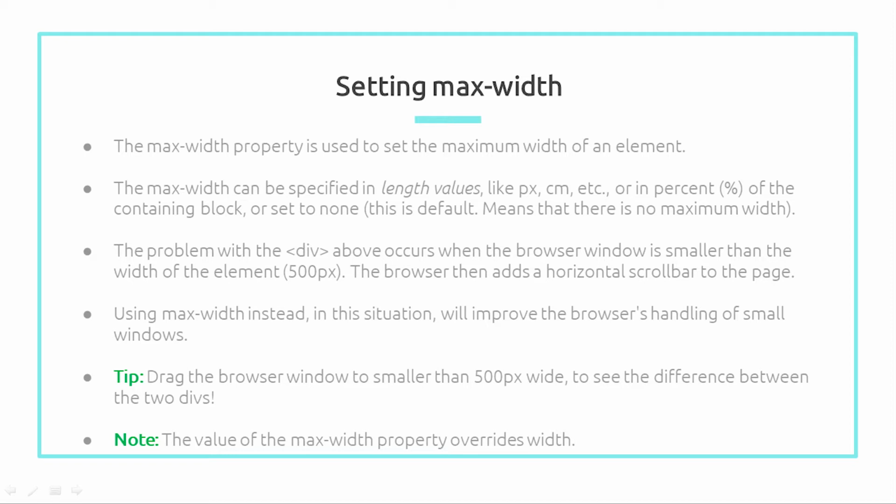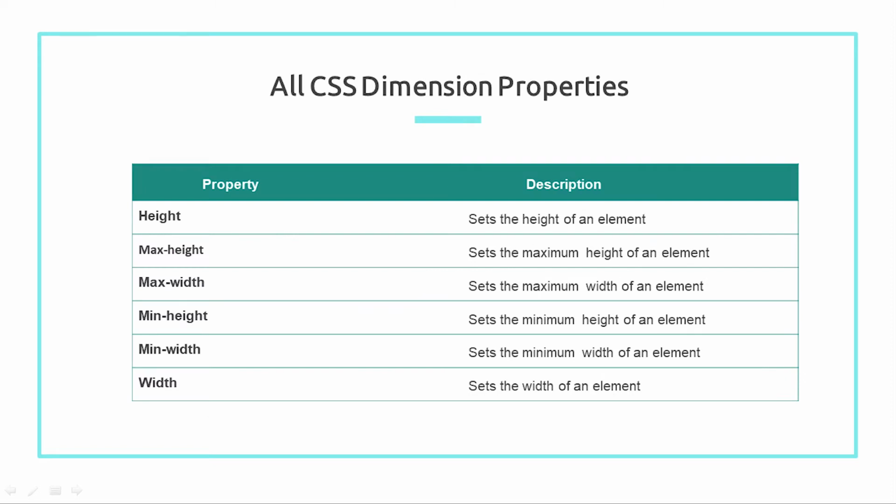The problem with the div above occurs when the browser window is smaller than the width of the element, 500 pixel. The browser then adds a horizontal scrollbar to the page. Using max width instead, in this situation, will improve the browser's handling of small windows. Tip: drag the browser window to smaller than 500 pixel wide to see the difference between the two divs. Note: the value of the max width property overrides width. All CSS dimension properties.